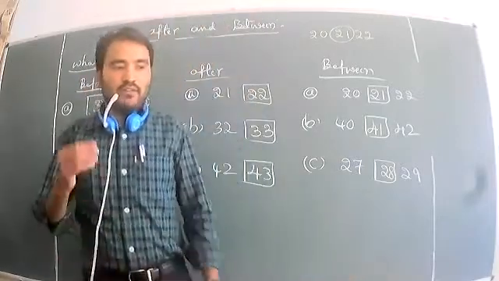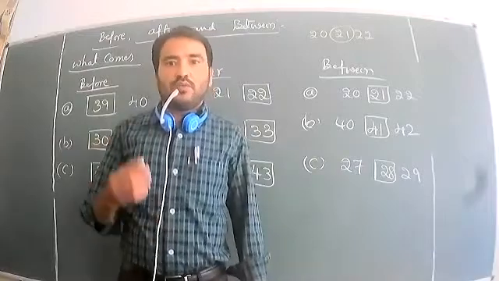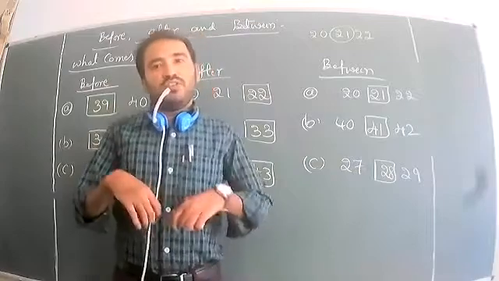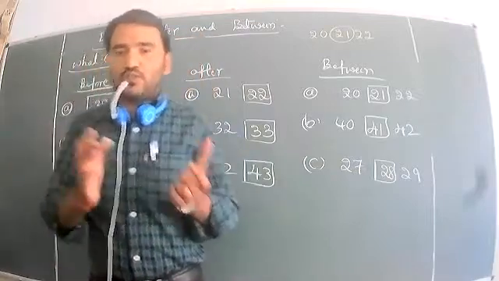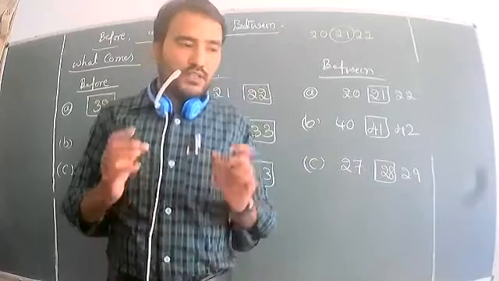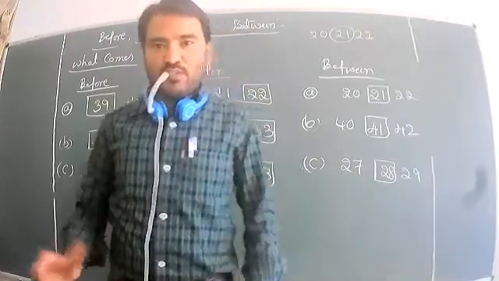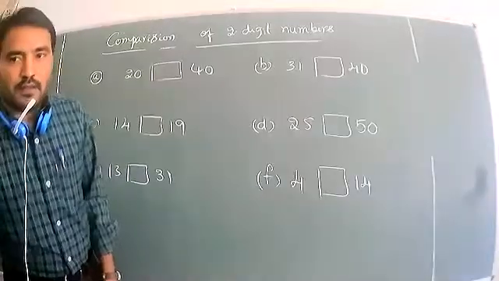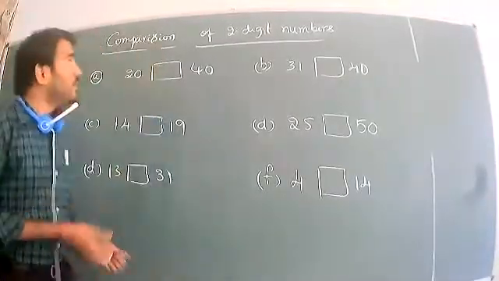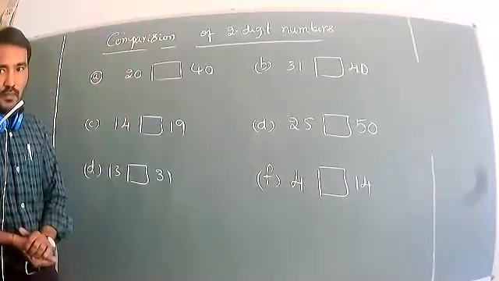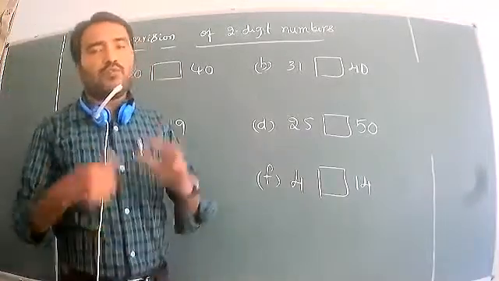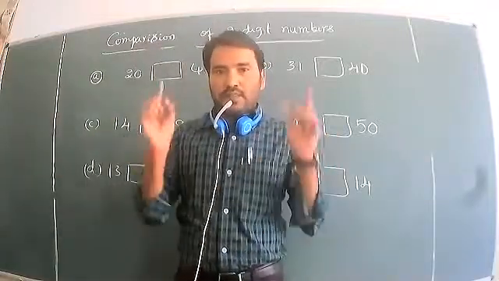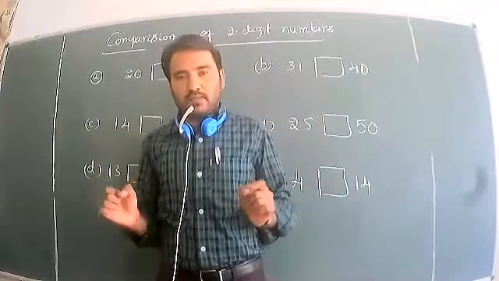Okay, so now I will go for comparison of two digit numbers. We have already learned the two digit numbers up to 50, so we can compare which one is bigger, which one is smaller. Shall we go for comparison of two digit numbers? Namaste students. Now, comparison of two digit numbers. How to compare? Compare means finding the smallest number and the biggest number. Keep that in mind.